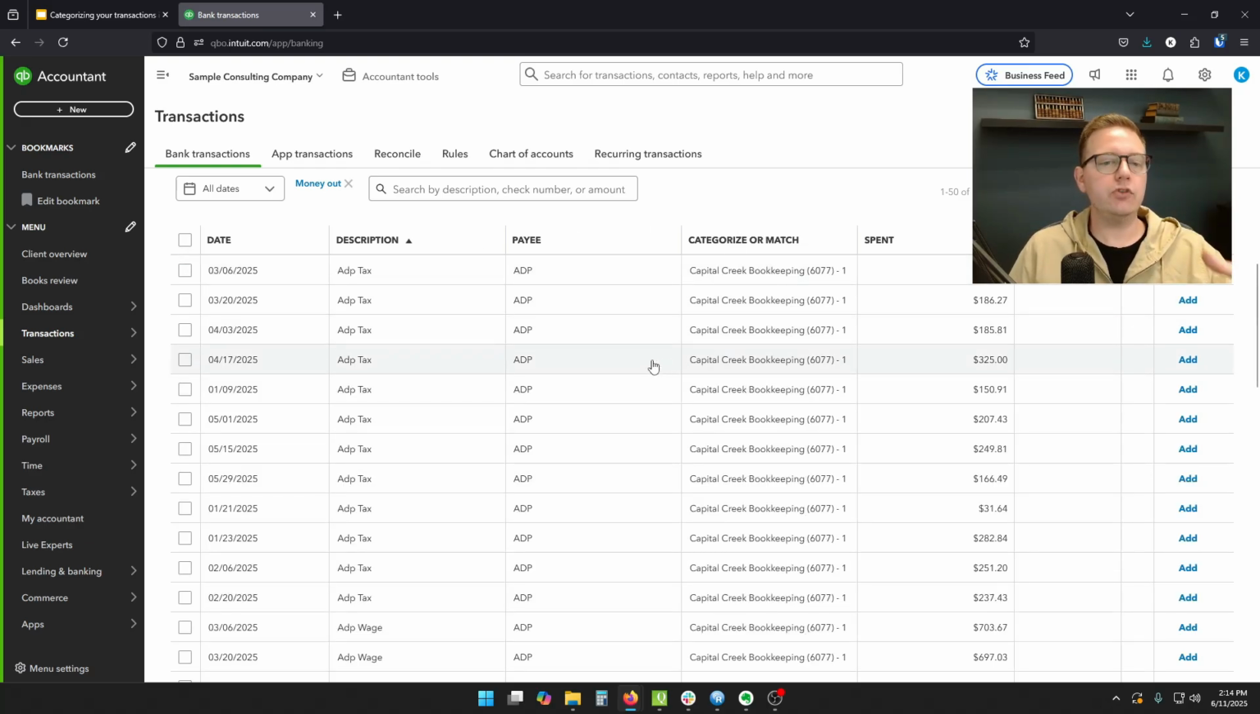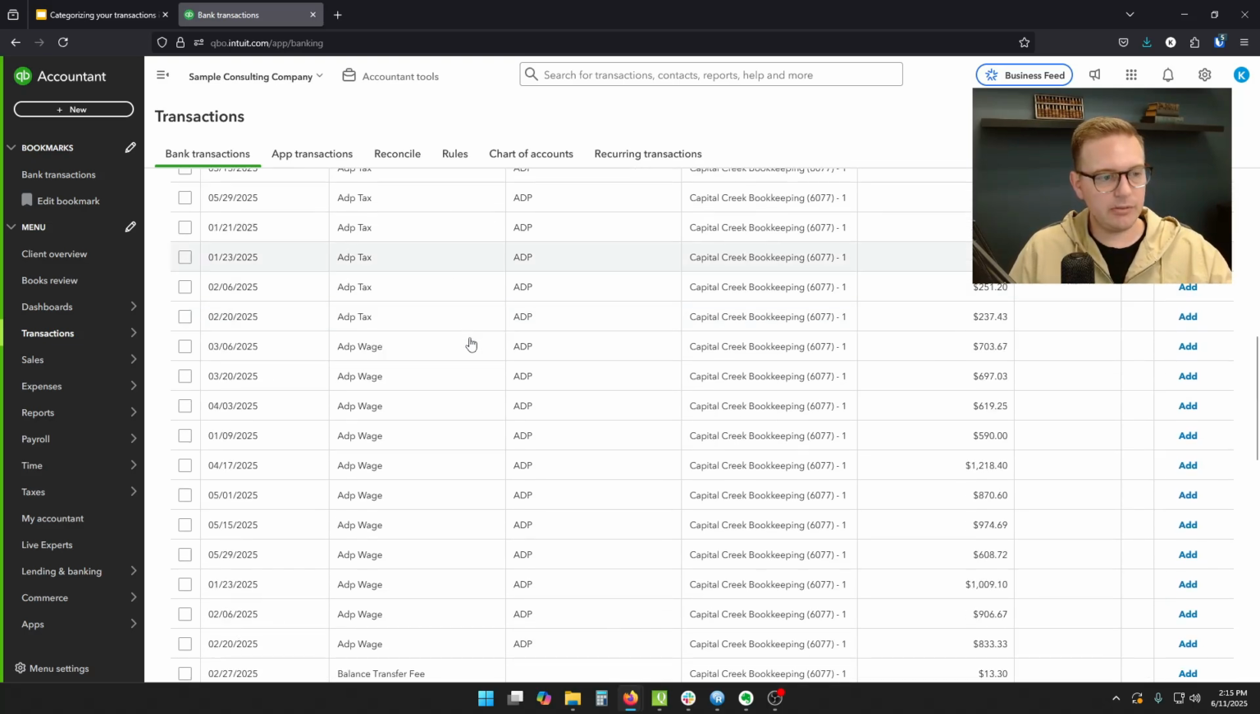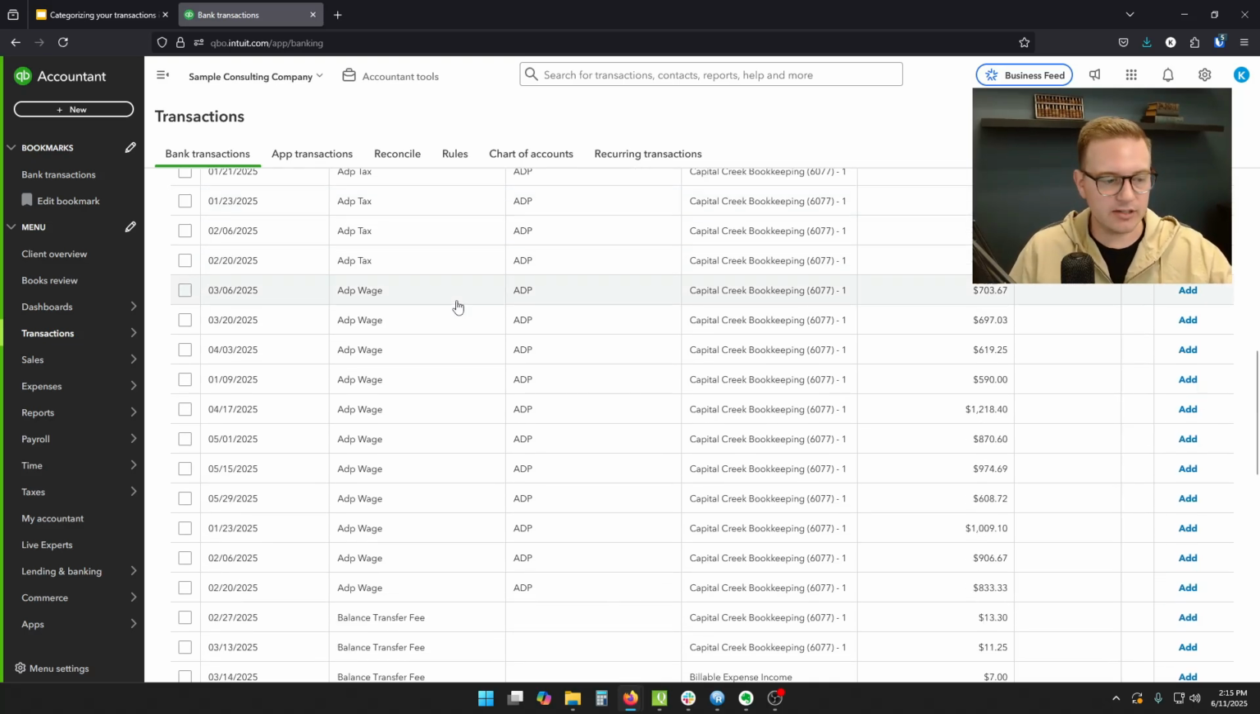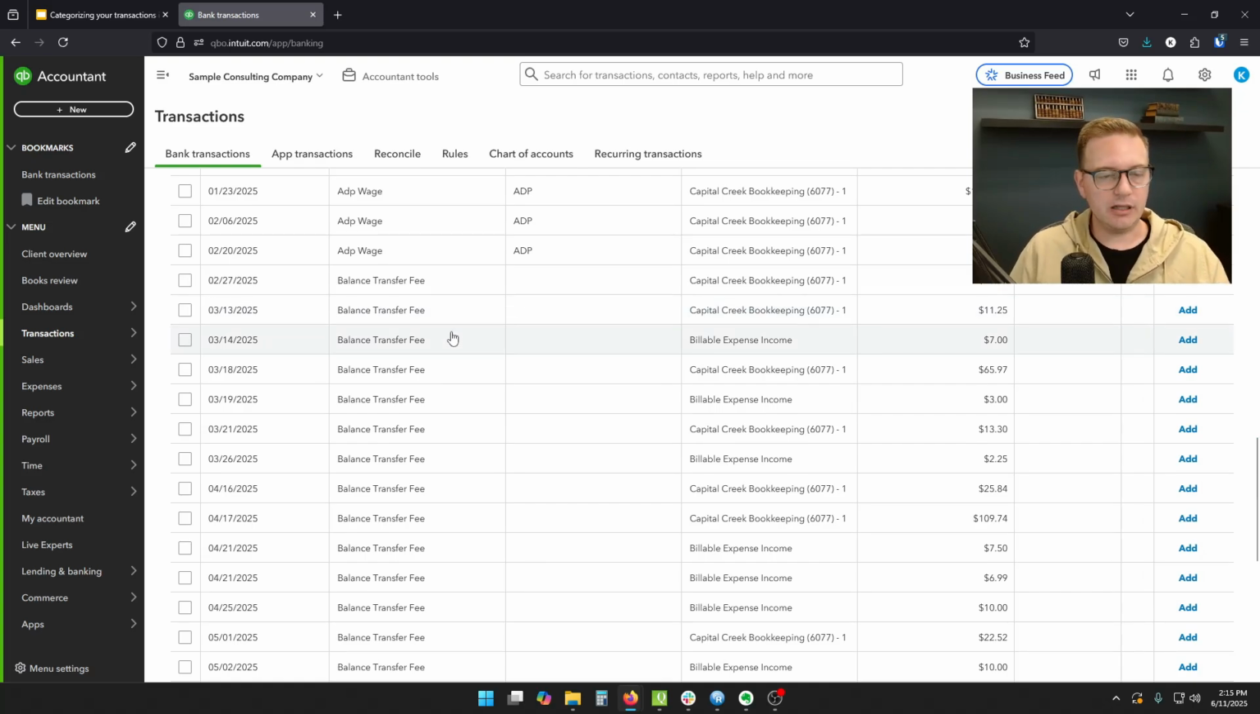This means that usually all the same types of transactions will be grouped together, and you can then usually make rules and make some efficiencies and automations that'll make it all easier. But you also have the mindset of, I'm categorizing an ADP tax item here, and then I'm going to do that for all of them. And then I'm switching to wages now, I'll categorize that. You get the idea. It'll just be a lot easier.